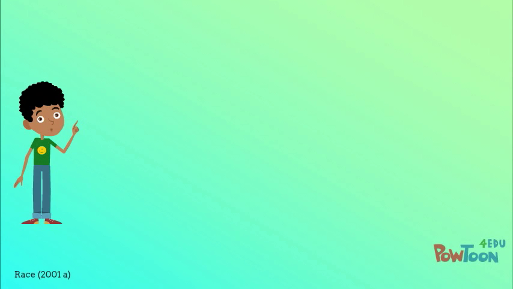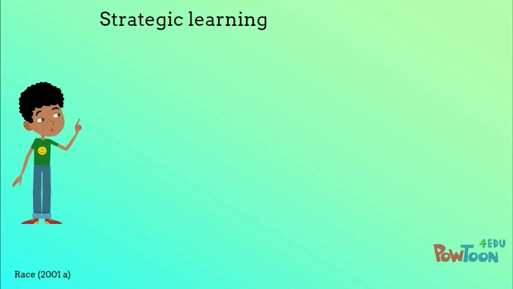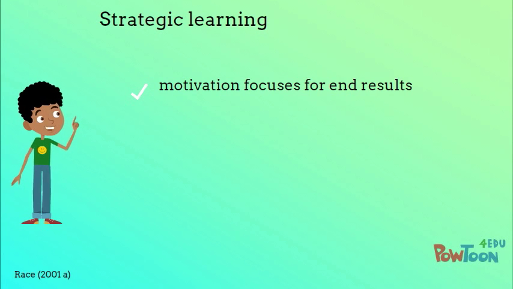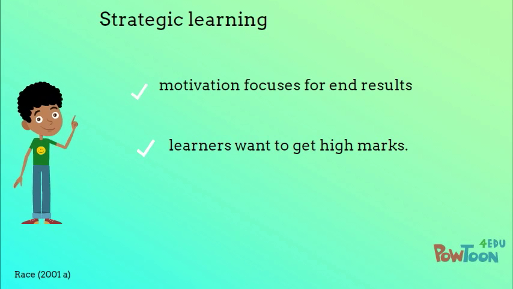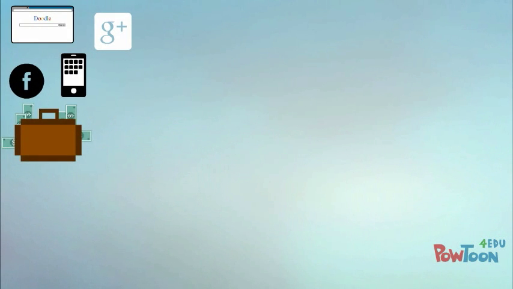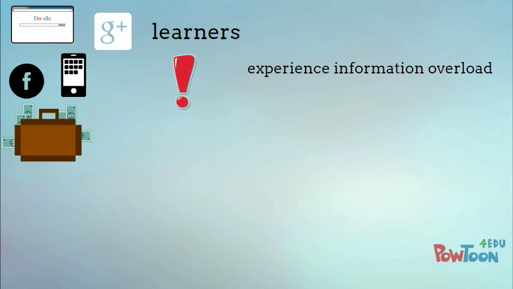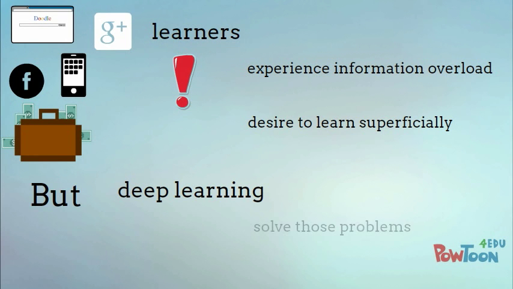Race has identified strategic learning as another way of learning. In strategic learning, motivation for success mainly focuses on product, which is related to surface learning to some extent. Students may intend to obtain high marks with pragmatic engagement with the task. In the information age, while students experience information overload and tend to make superficial learning in an unconscious way, deep learning could reduce the problems of having much information.